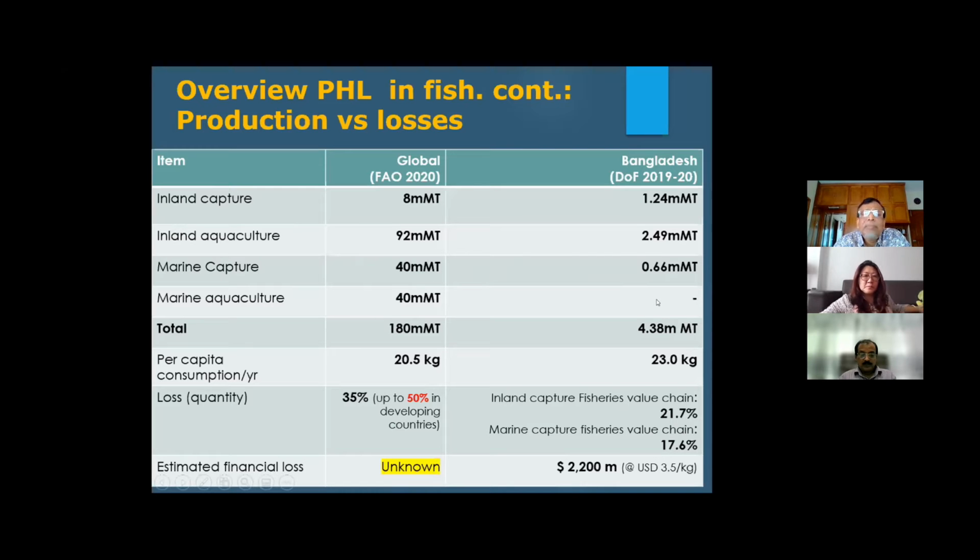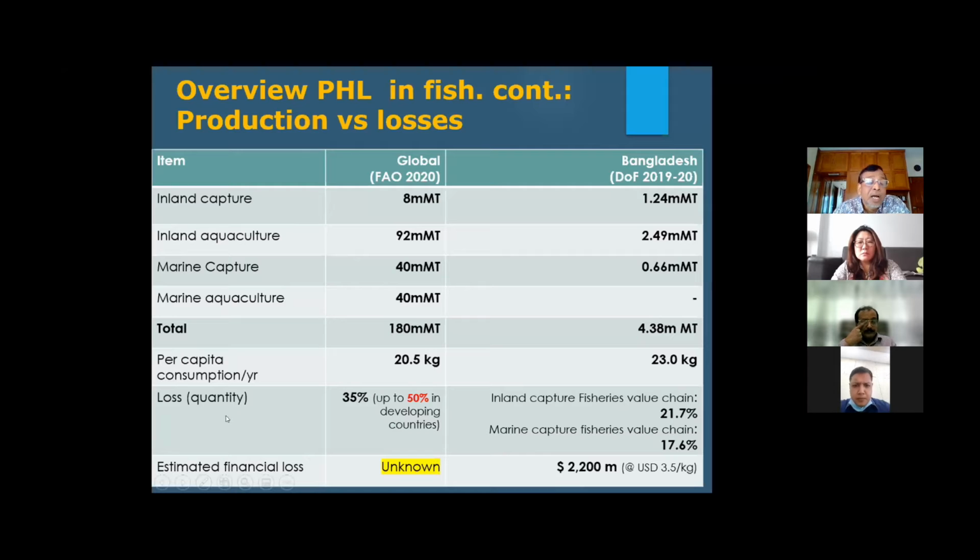Although we have some coastal aquaculture, truly we don't have any data yet on marine aquaculture. So total global fish production is 180 million metric tons, but in Bangladesh we have 4.38 million metric tons in 2019-20. Per capita consumption globally is 20.5 kilograms, but we are taking enough, 23.0 kg per capita per annum. Fish production is also said to be surplus in Bangladesh, and yet a lot of loss is incurred. Post-harvest loss globally is 35%. In some developing countries, it is up to 50%.